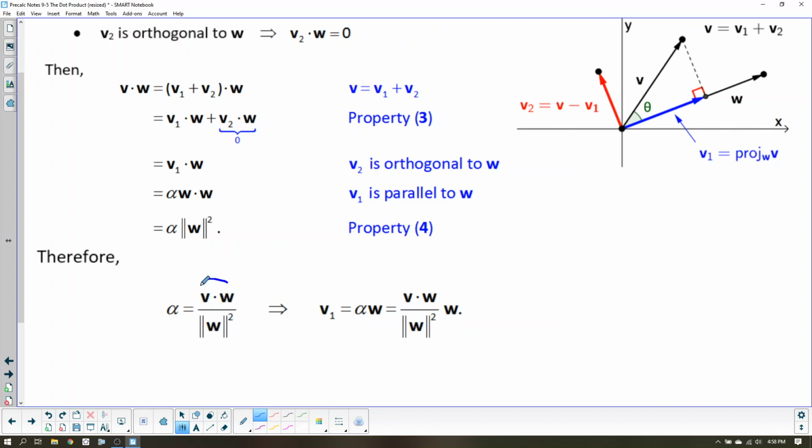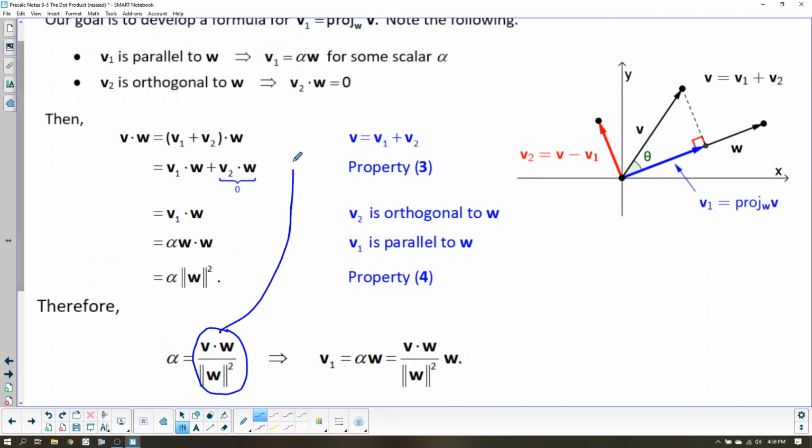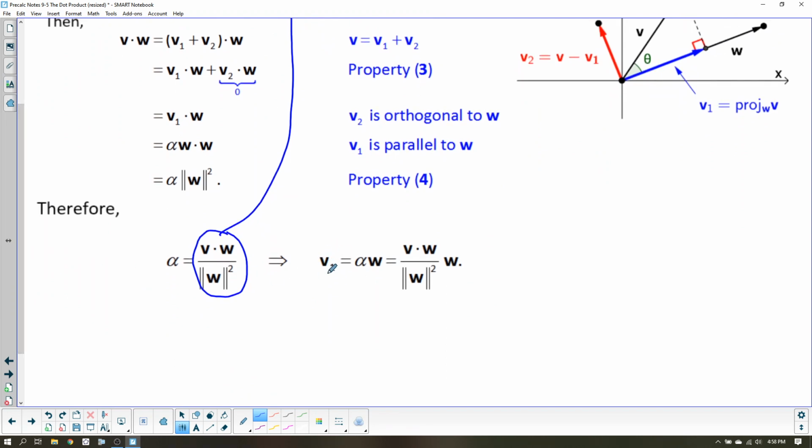But then we can take this and plug it back into this thing up here. v1 is alpha times w. Well, here's alpha. So if you multiply alpha times w, you get v1. So this gives us our formula for the projection vector. Remember that we said the other way of writing this is v1 is the projection of v onto w. So that, right there, is the formula for the projection of v onto w, which we're calling v1.